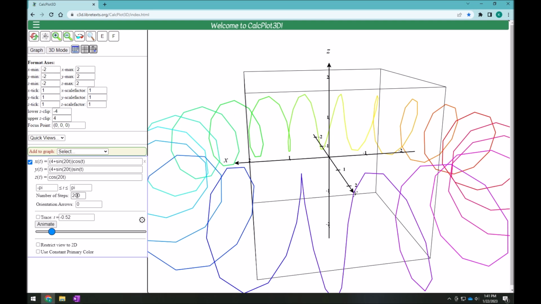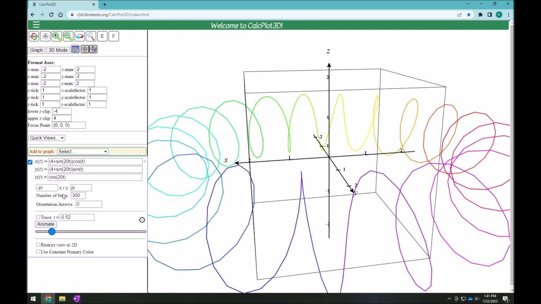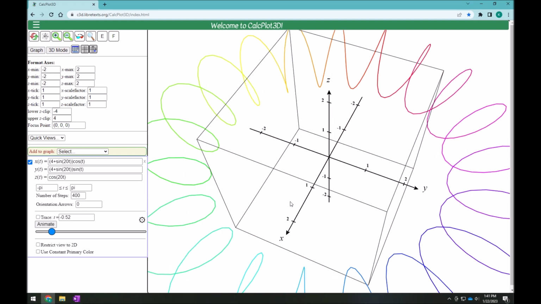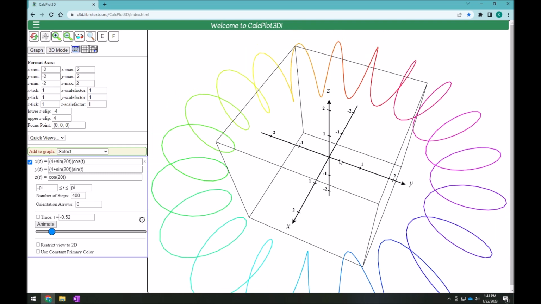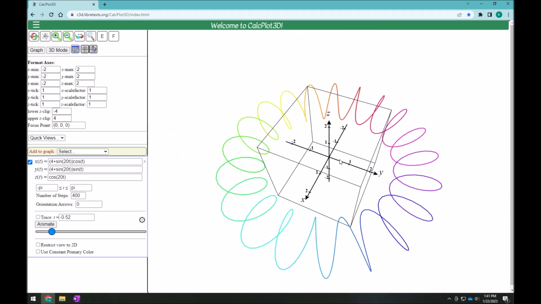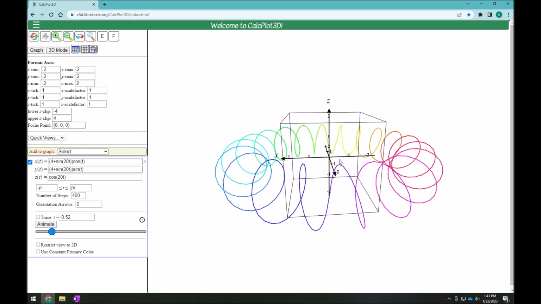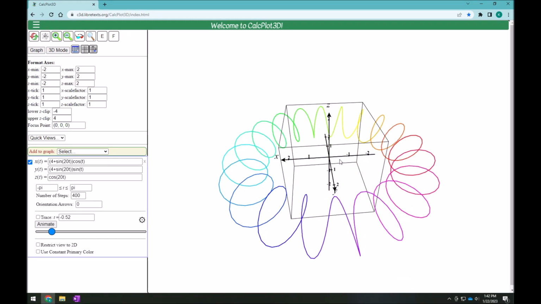It's still a little jagged, so if I wanted, what would happen if I increased to 300? Okay, can you see it just got a little smoother? If I went to 400, it's even still more smooth. But I can see the shape that I have here. You can always use a scroll wheel to zoom out if you need to see a little bit more of the picture, but here's the graph, right? It's like a slinky. That's kind of cool, right?